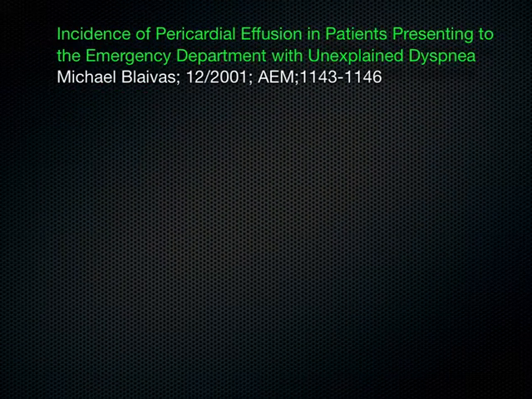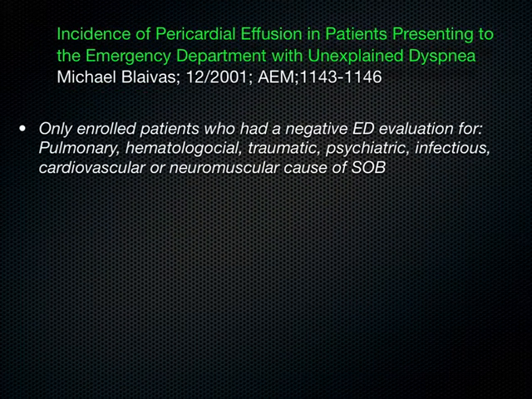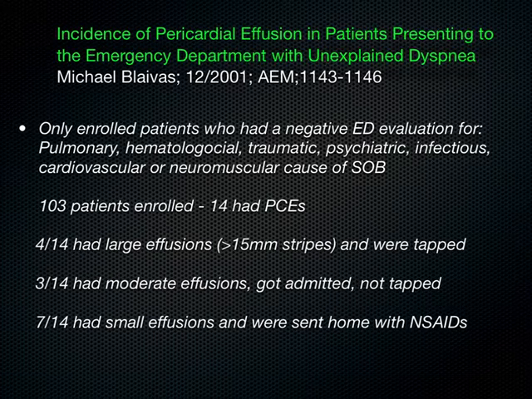And then another study by Mike Blivish showed that if you take patients who have a negative workup for any cause of shortness of breath, 14 out of 103 had pericardial effusion there. And so this is somebody who has unexplained dyspnea, 14 of 103 having pericardial effusions. And that's something to consider. How large or small the effusion is obviously plays into it.